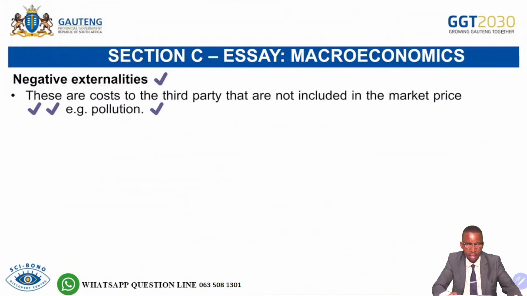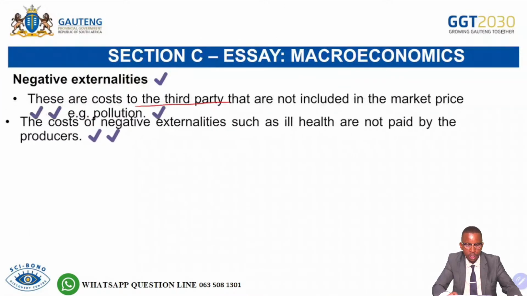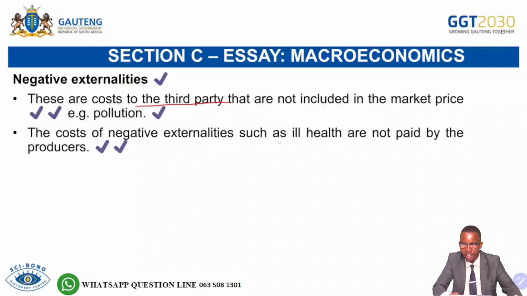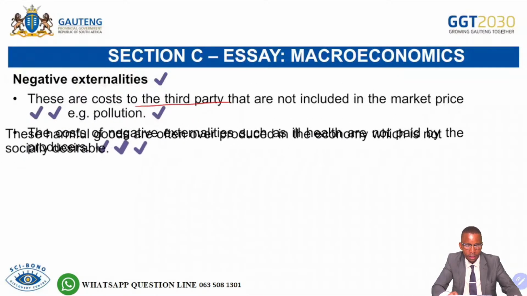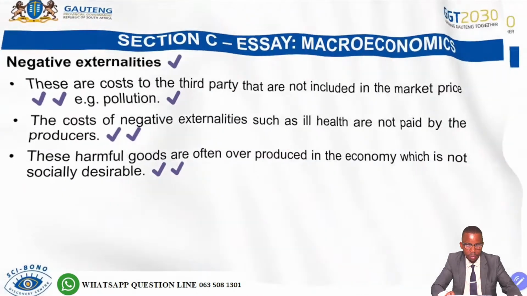Negative externalities are costs caused to third parties that are not included in the market price, e.g. pollution. The costs of negative externalities, such as ill health, are not paid by the producer. These harmful goods are then often overproduced in the economy, which is not socially desired.